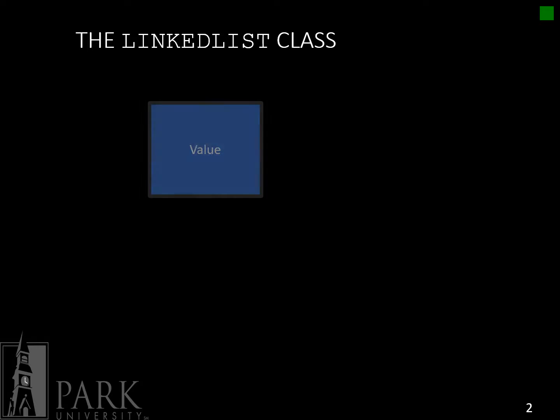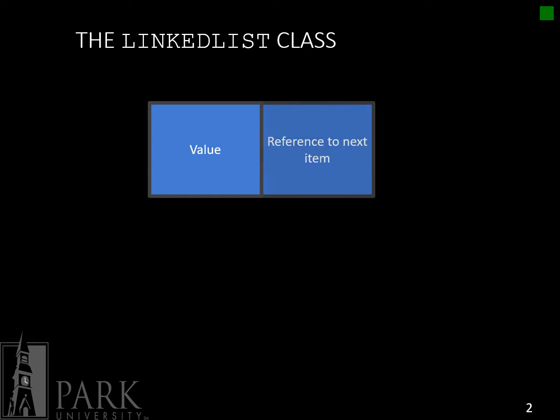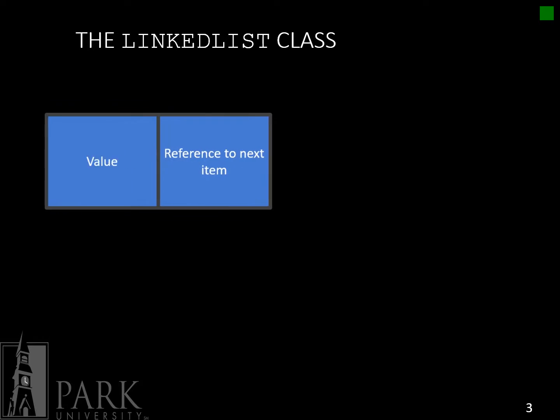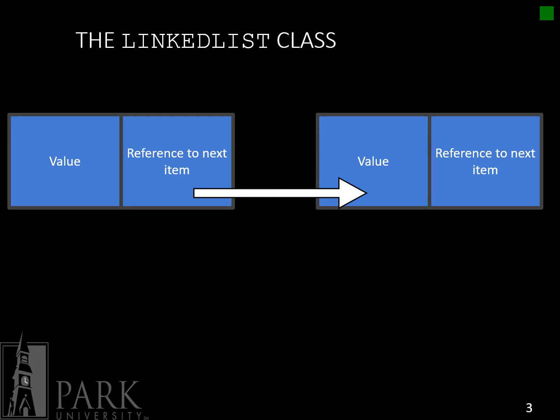For each item in a linked list, we're going to hold two pieces of information: the item's value itself and a reference to the next item in the list. And this object of items is considered a node. Now, this singular node by itself isn't very interesting, but when we chain it with another node, we form a linked list. Okay?